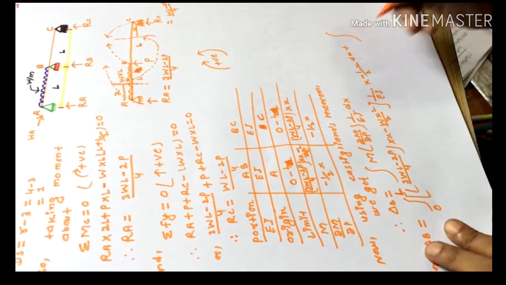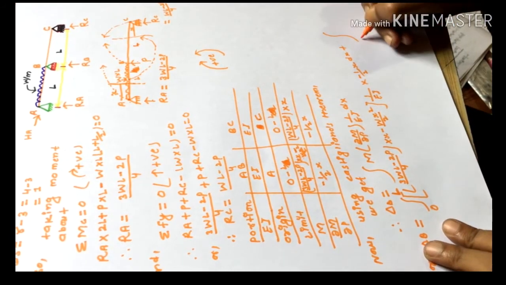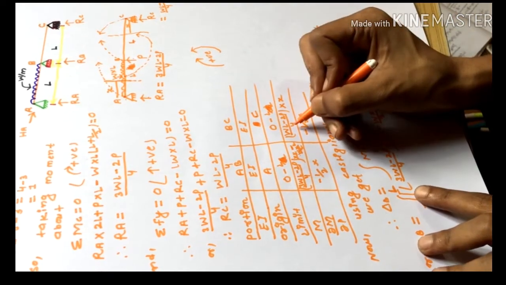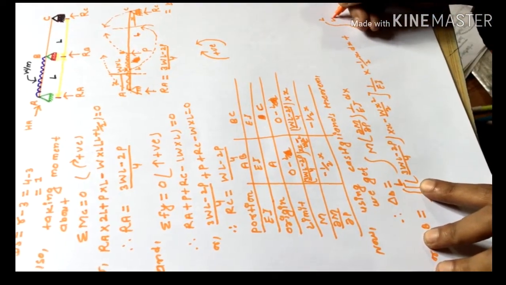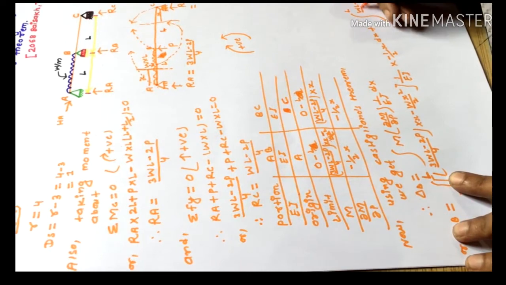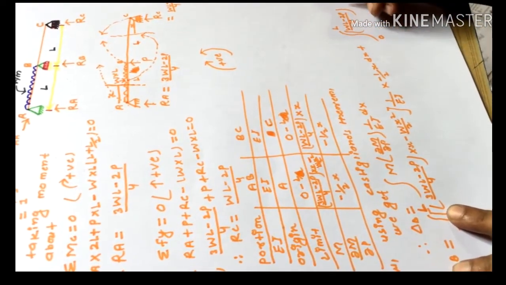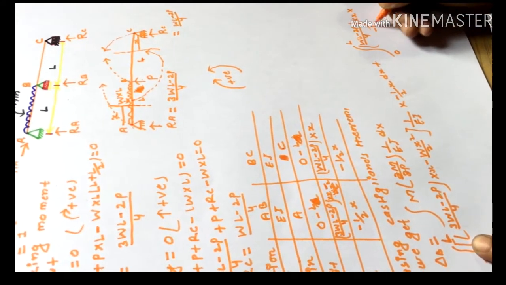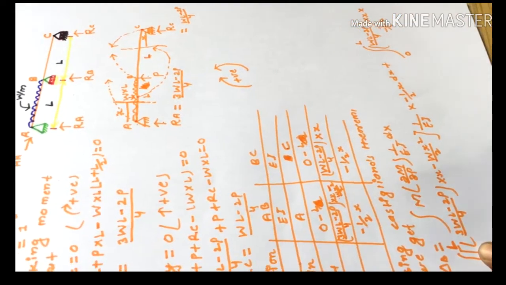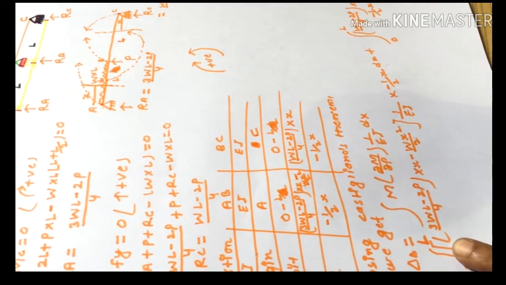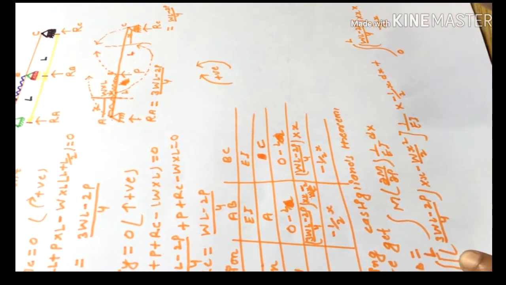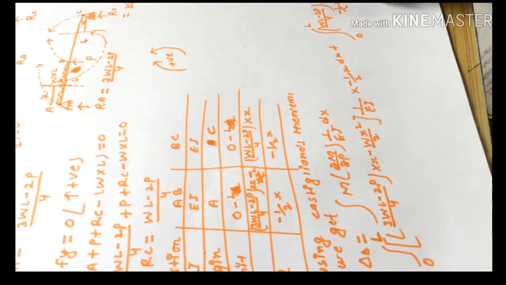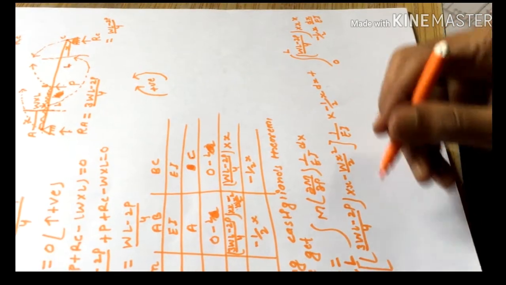For portion BC, we see our limit is 0 to L, and M, we can see here, is WL minus 2P divided by 4 into x, into minus 1 by 2 x, dx by EI. So let us calculate this portion.